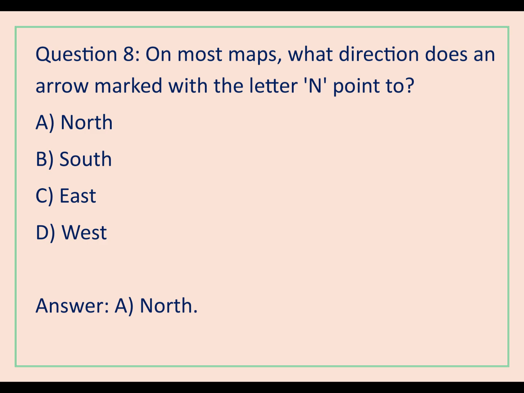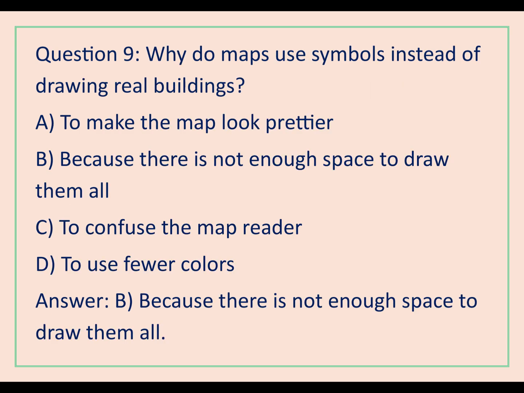Question 8. On most maps, what direction does an arrow marked with the letter N point to? A. North. B. South. C. East. D. West. Answer. A. North.